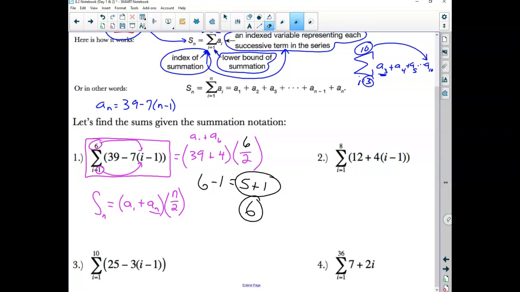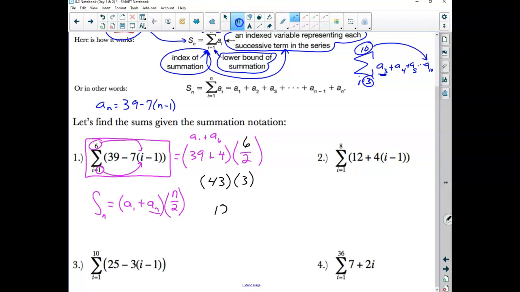Now, what am I going to do? I'm going to do my math, okay? 39 plus 4 is 43, times 3 gives me what? 129. 129. That is the sum of all 6 integers, okay?